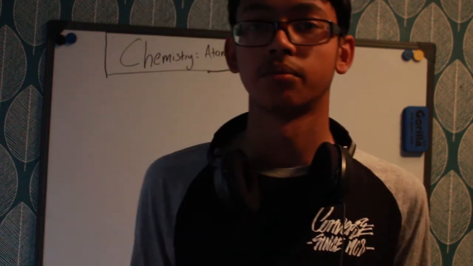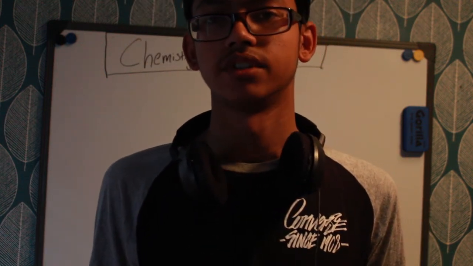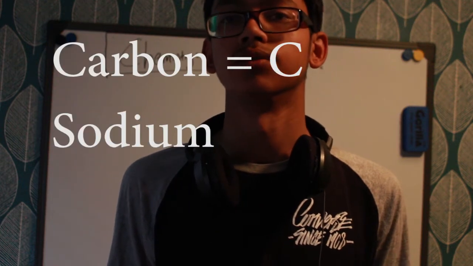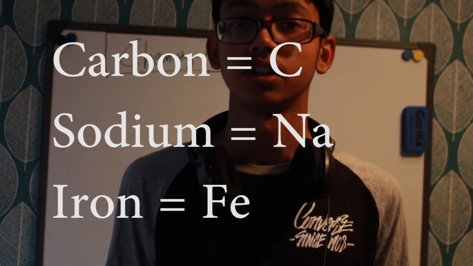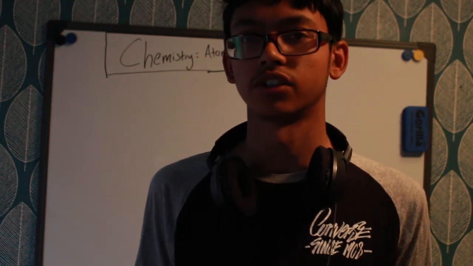Now, as I've shown on the board, these elements can be represented by a symbol like C for carbon, Na for sodium, Fe for iron, and so on. How do they get these letters? It's because most of these names originate from Latin. Now, something with elements and atoms, they can come in a range of isotopes as well. An isotope is basically an element with a different atomic mass than its original.